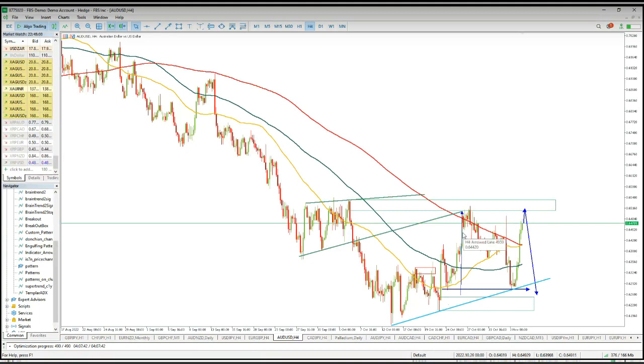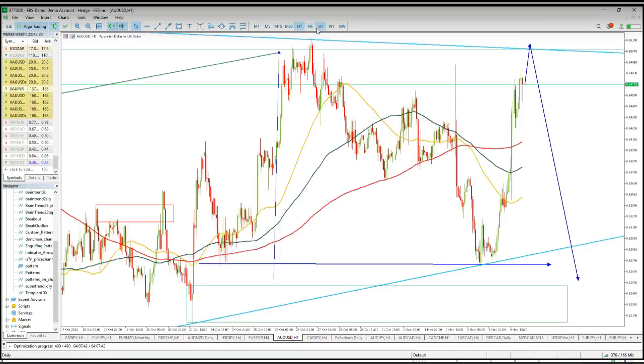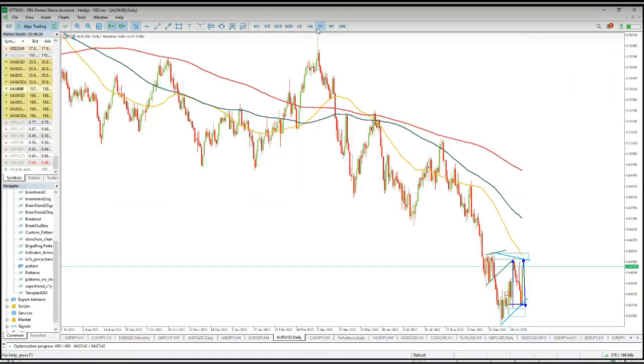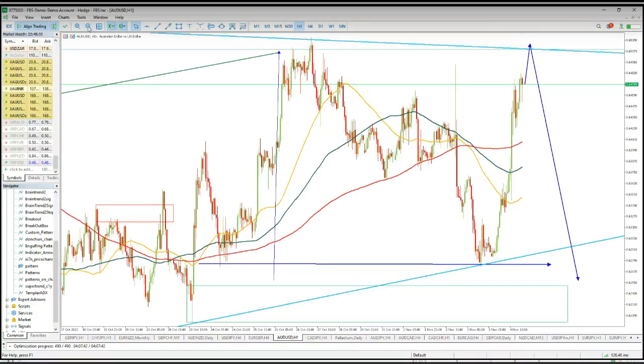Another reason why this looks like a high probability setup is this trend line. You can see that price is trapped inside of this range. So I expect that price gets here, the trend line, the other block, the 200 MA, and then we can see that major drop. Or sorry, the 50 moving average on the daily time frame. So that is my analysis on AUDUSD.